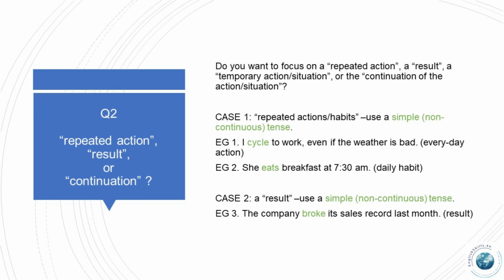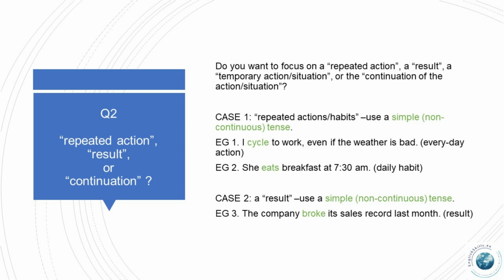Case 1 for question 2, repeated action, result, or continuation. So case 1, repeated actions or habits. Use a simple, non-continuous tense. This is extremely important. It's a very common error where people use a continuous tense because it makes sense according to their own language. Example 1, I cycle to work, even if the weather is bad. It's an everyday action. You could think of it almost as a habit. Guess what? We use the present simple.